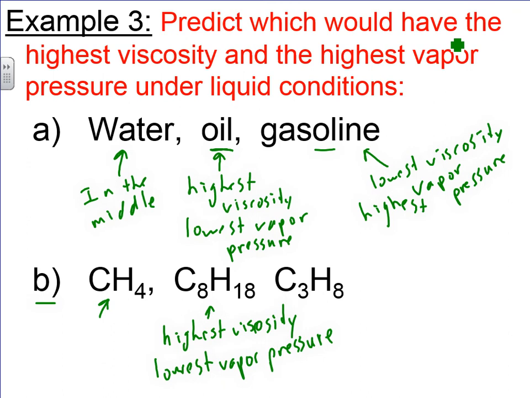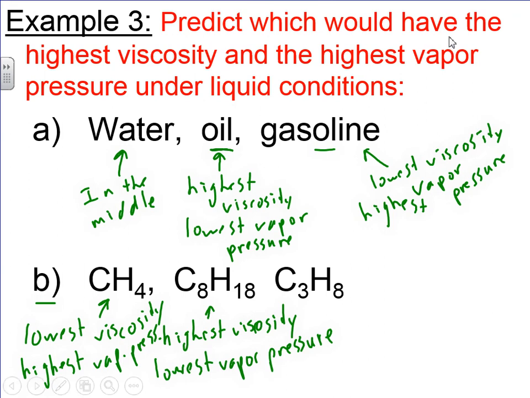So lowest viscosity, highest vapor pressure. That's the idea. So hopefully this makes sense. This probably is an easier thing to understand now. You can apply these intermolecular forces to the properties of these liquids.